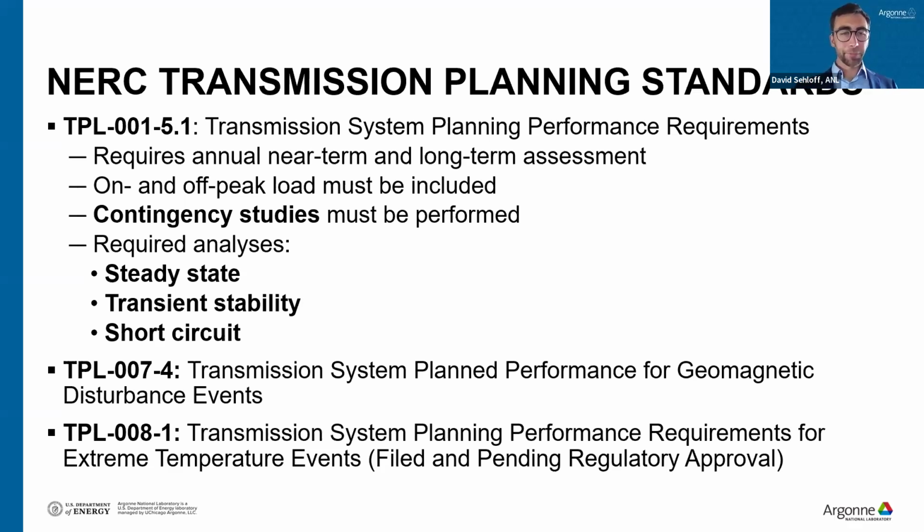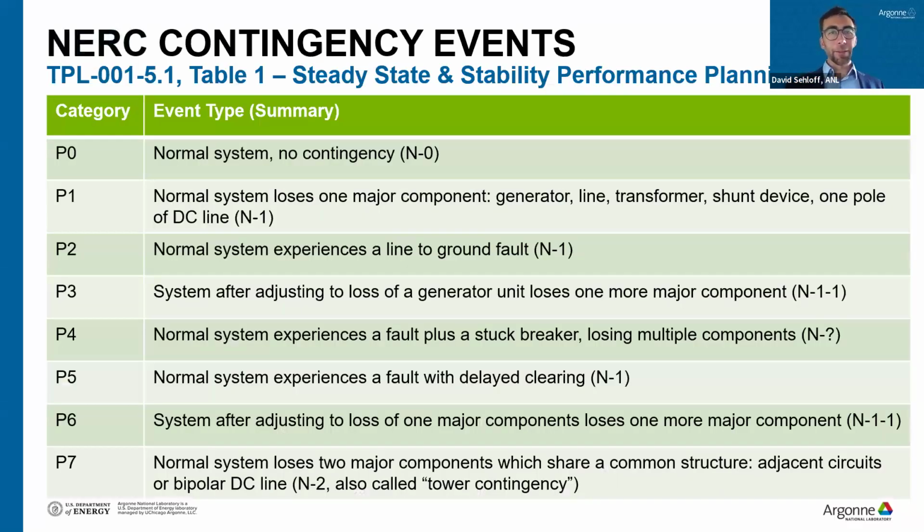Next slide, please. So I'll just share this for reference, but TPL1 defines a set of 8 different event types that need to be considered under this TPL1 planning. This ranges from a normal system without any contingencies to a variety of different single or joint contingencies. So N-1 means that the system is experiencing the loss of one component.